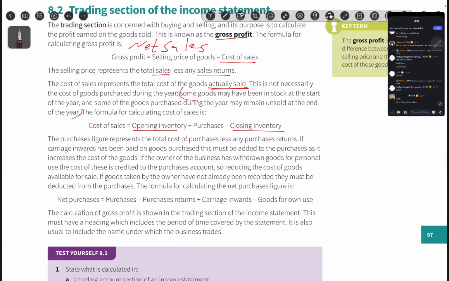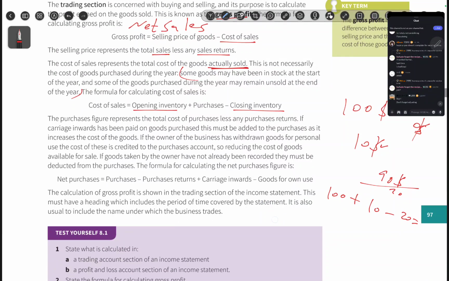Let's say I have a business, and I bought $100 of goods, and in my first year I made $0 sales. In my next year I bought $10 of goods and I made $90 sales, so I sold $80 of this. When I make my cost of goods sold, I'm going to write opening inventory, which is 100, plus purchases, which is 10, because I bought this year, minus closing inventory. What's my closing inventory? It is 110 minus 90, which is 20. And this gives me the total amount of goods I sold, which is 80, right?